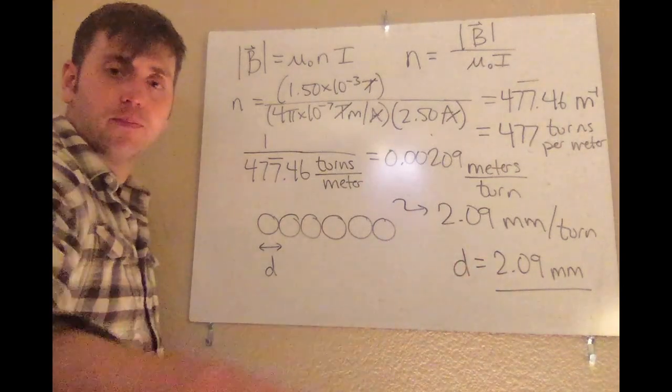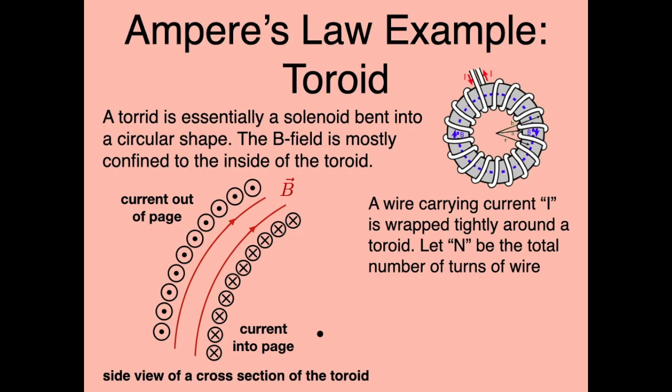That's what we found. As far as Ampere's law goes, we've touched on 2 basic symmetries. One is an infinitely long straight wire, and the other is an infinitely long solenoid. And so we have 2 more to do. The next one is called a toroid. So remember, I showed you this previously.